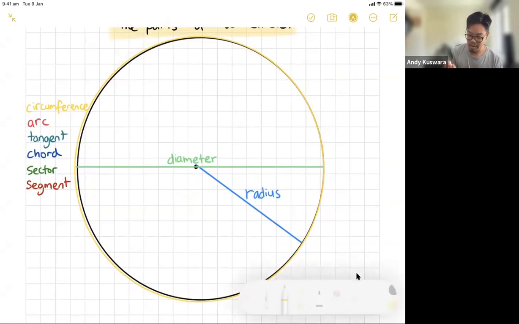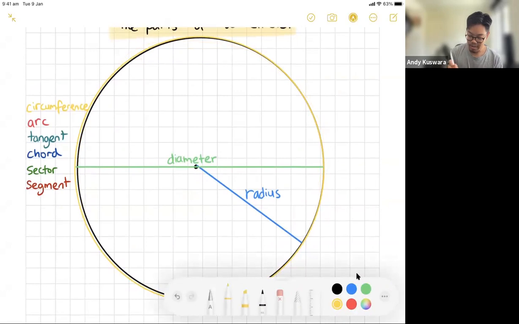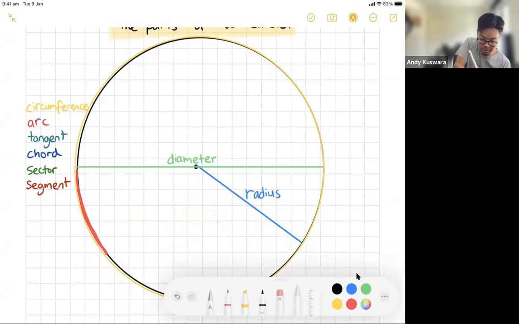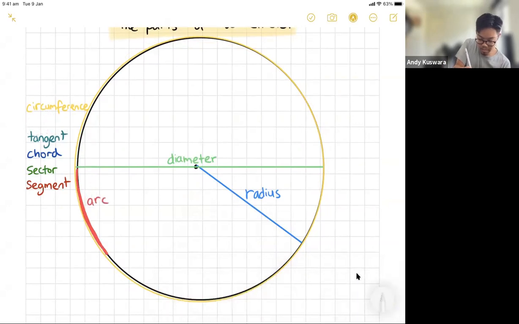Now, an arc is a very interesting one. An arc is just part. So it's not the whole thing. But say, for example, we just have something like this. If you can see that little red bit there, I'll make it a little bit darker. So it's part of the circumference, but it's not the whole thing. Okay, so if we just have part of it, we're going to call that an arc.